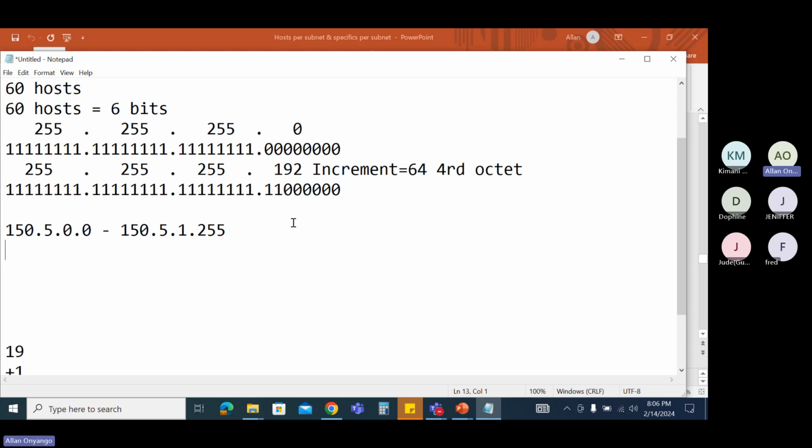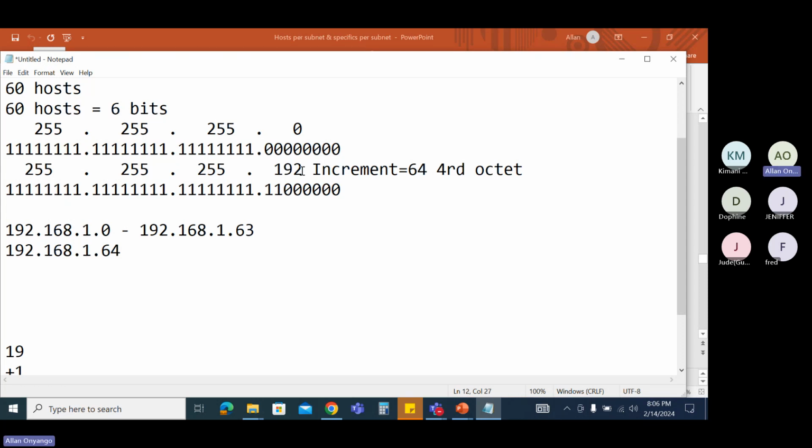So the first one, our increment is 64, and it's on the fourth octet. Our IP is supposed to be 192.168.1.0. So I take this, put it here. My fourth octet here has a zero. 0 plus 64 is 64. Full stop. This network is beginning at 64. If this one is starting at 64, the previous one ended at? 63. Very good. 63.